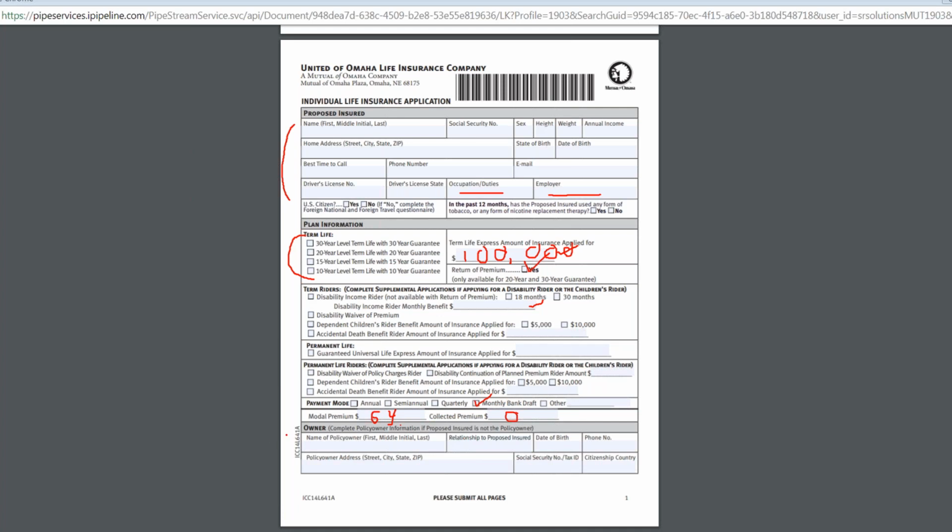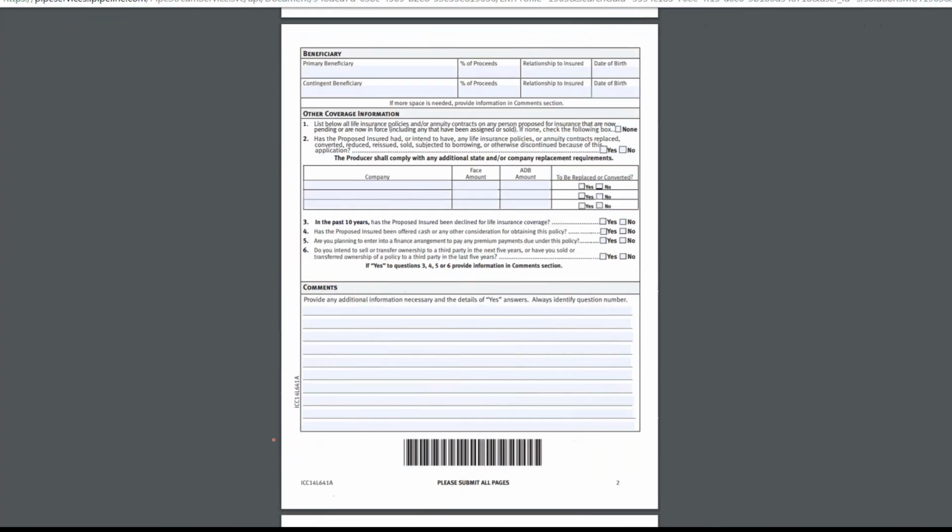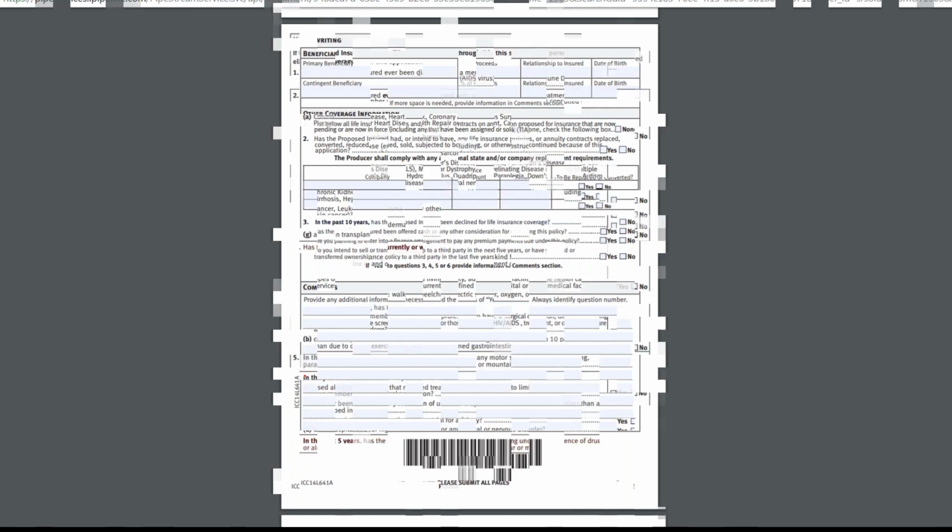And then owner, you only complete that if the owner is different than the insured. Typically, they're the same. All standard stuff here. Who's the beneficiary? List any coverage that they've had down below. Guys, this is all standard stuff here. Let's skip over most of this.